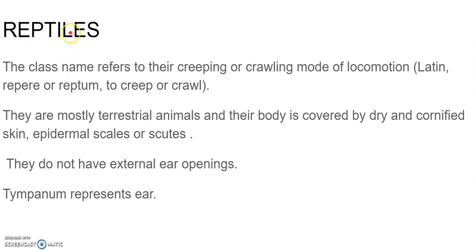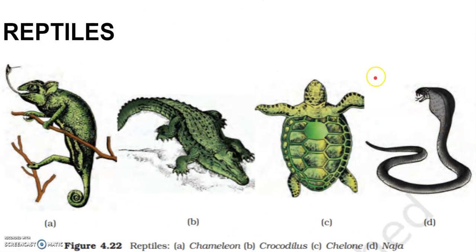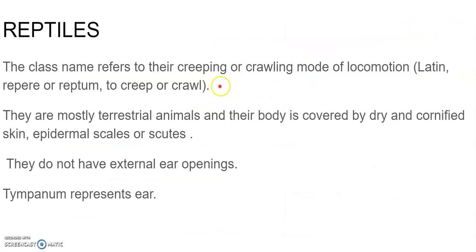Reptiles, the animals which belong to the class Reptilia, are called reptiles. The class name refers to their creeping or crawling mode of life. You might have seen snakes crawling on the ground. They have a creeping or crawling mode of locomotion. What type of locomotion here? Creeping or crawling mode of locomotion. The word Reptilia is derived from which language? Latin. The word repere or reptum means to crawl or to creep.